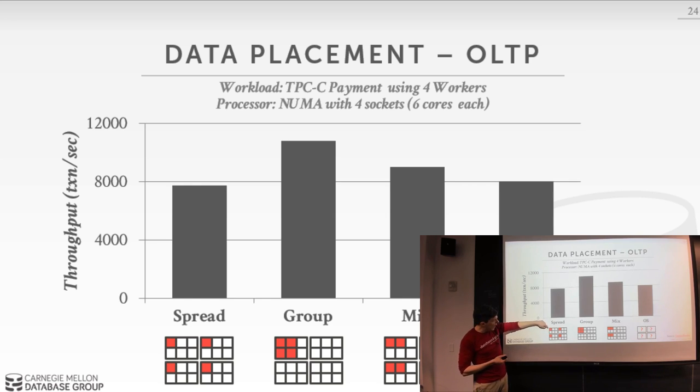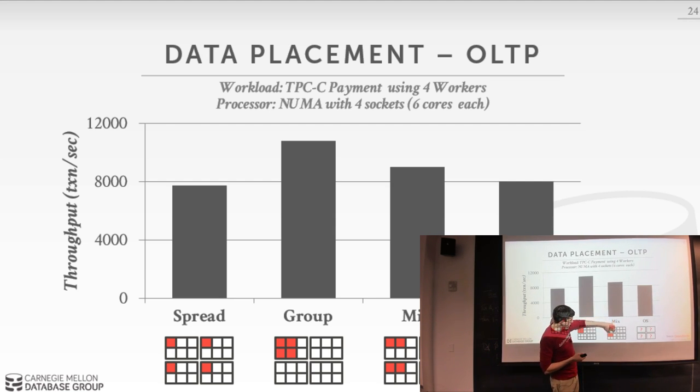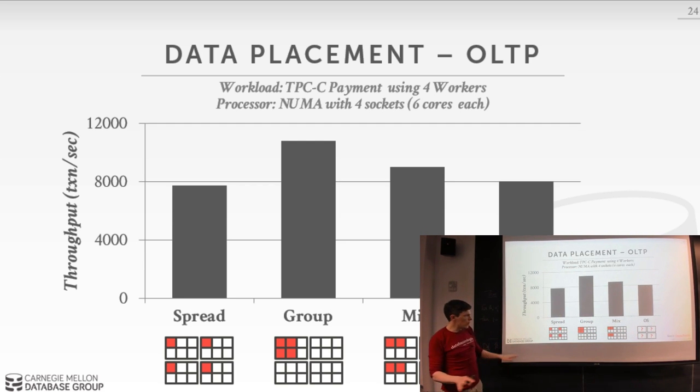So under spread, you have one thread per socket. Under group, you have all four threads running in one socket. Under mix, you have two up here, two down here. And the last one, OS, is just letting the operating system do everything.